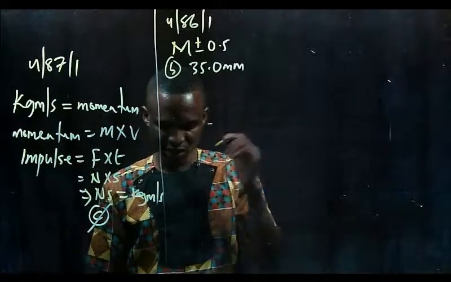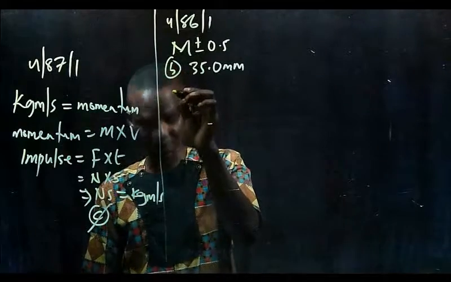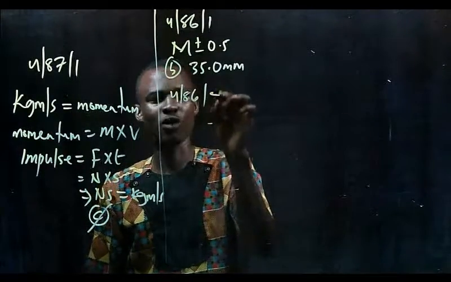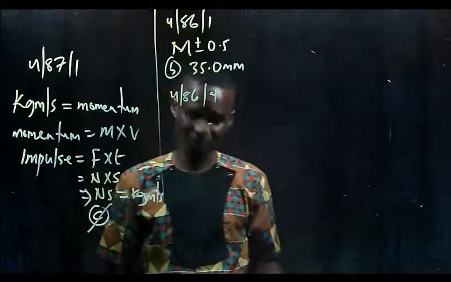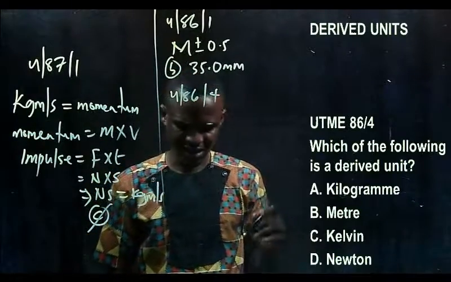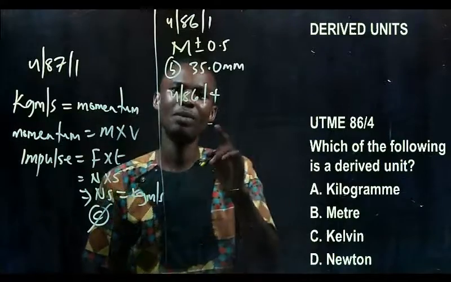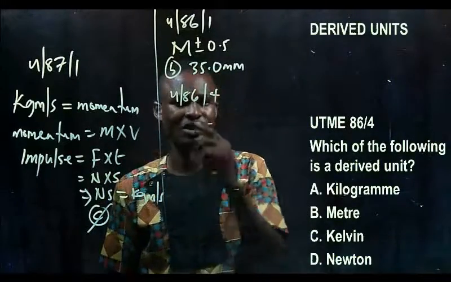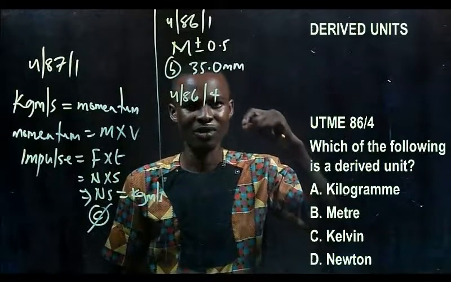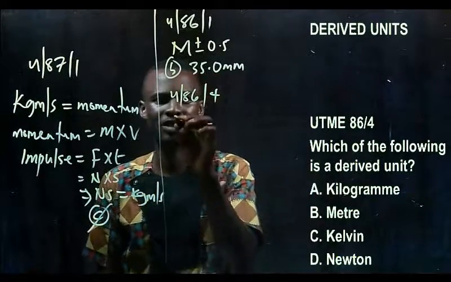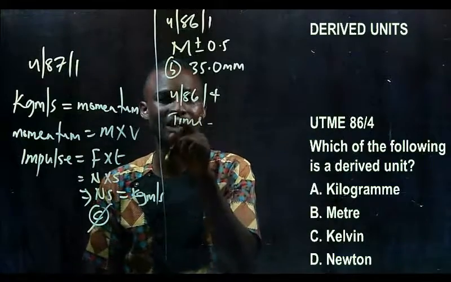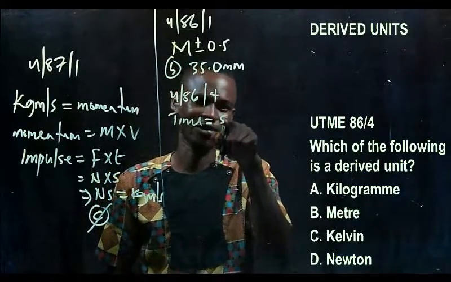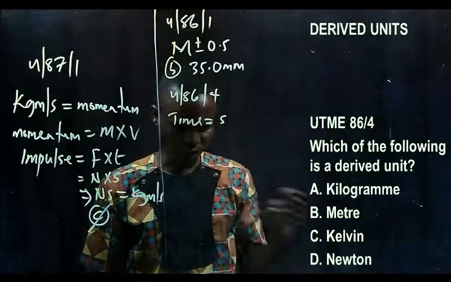So now let us see derived units, UME 86 question 4. This question is on derived units. Which of the following is a derived unit? Mind you, we have fundamental quantities and fundamental units. A simple example is time. Time is a fundamental quantity, and the unit is seconds, which means seconds is a fundamental unit. Now, we are looking for a derived one.